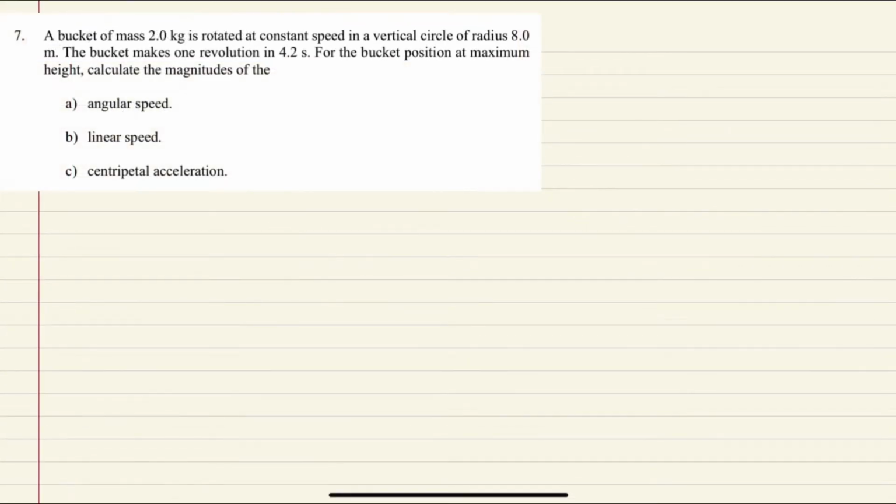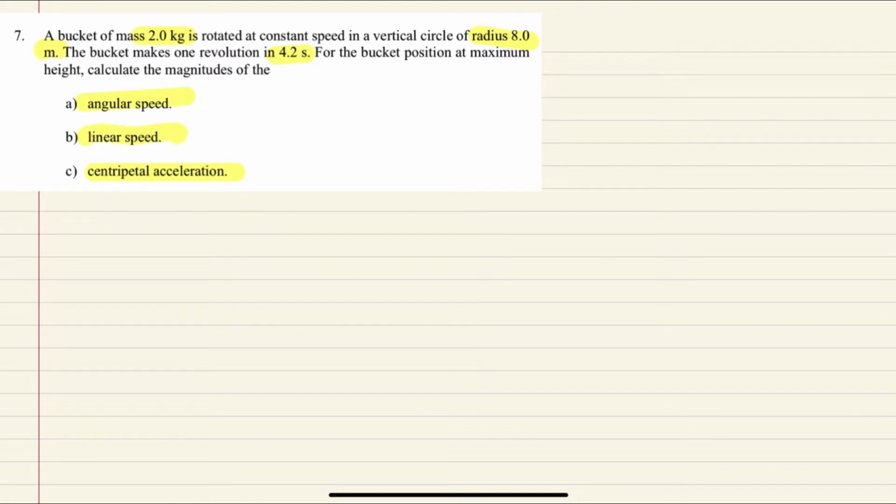Okay, next question is question number 7. It says that a bucket of mass 2 kg is rotated at a constant speed in a vertical circle of radius 8 meter. The bucket makes one revolution in 4.2 seconds. For the bucket position at maximum height, calculate the magnitude of angular speed, linear speed, and centripetal acceleration.